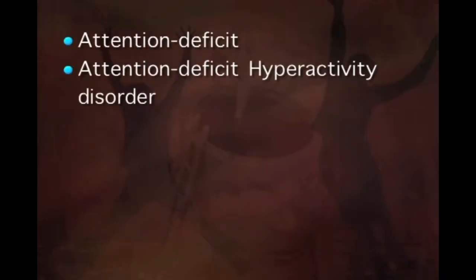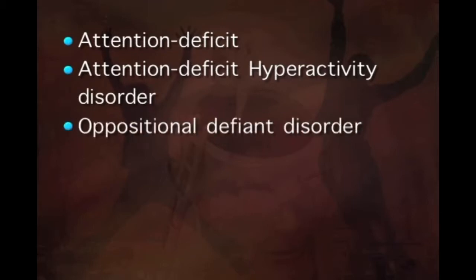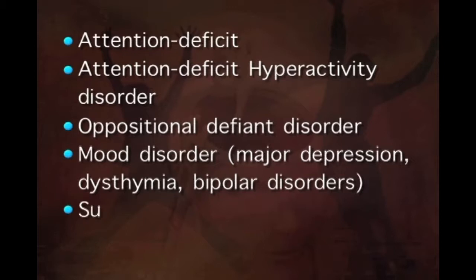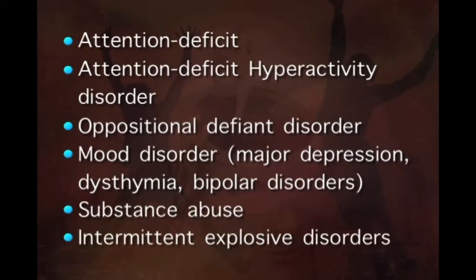Now, what is the differential diagnosis and comorbidity associated with conduct disorder? Children with conduct disorder, like any other disorder, may have a high risk of developing other adjustment problems. Specifically, risk factors associated with conduct disorder and the effects of conduct disorder symptomatology on a child's psychosocial context have been linked to overlap with other psychological disorders. The differential diagnosis should include attention deficit hyperactivity disorder, oppositional defiant disorder, mood disorders which include major depression, dysthymia, bipolar disorders, substance abuse and intermittent explosive disorders.